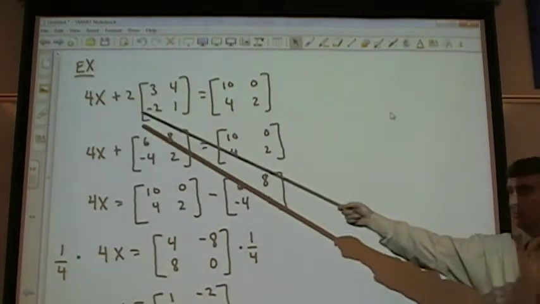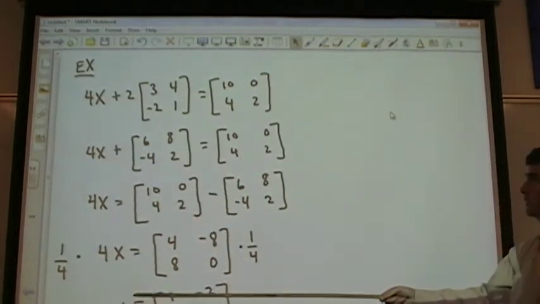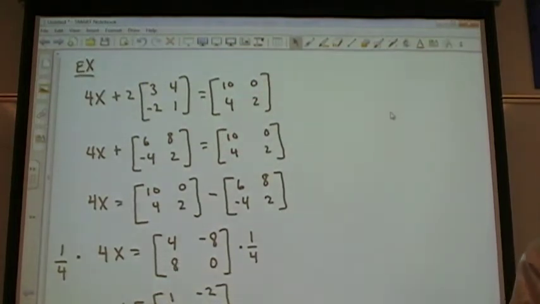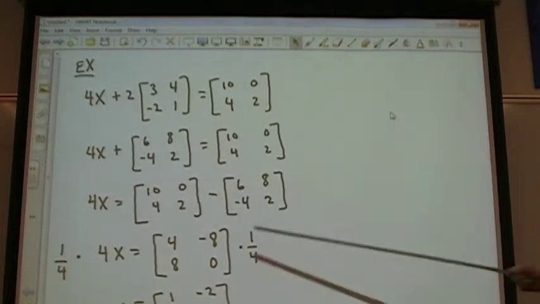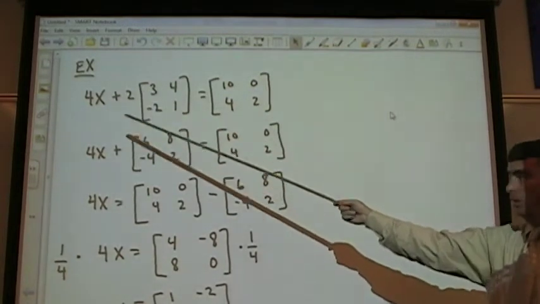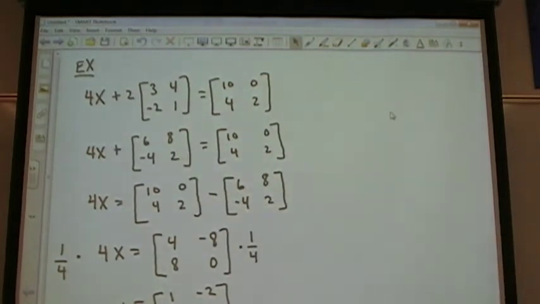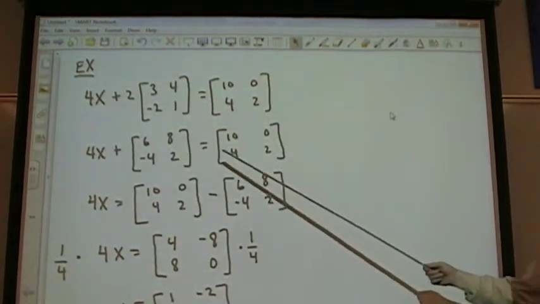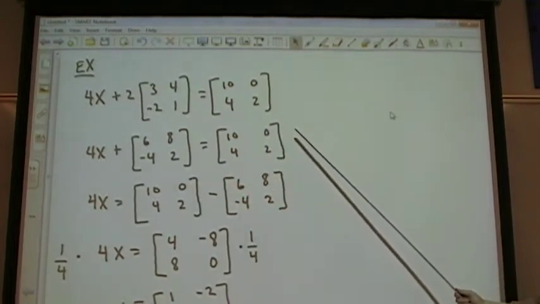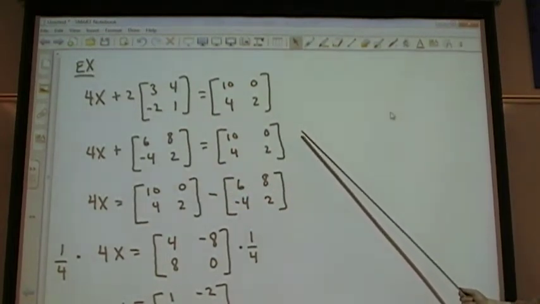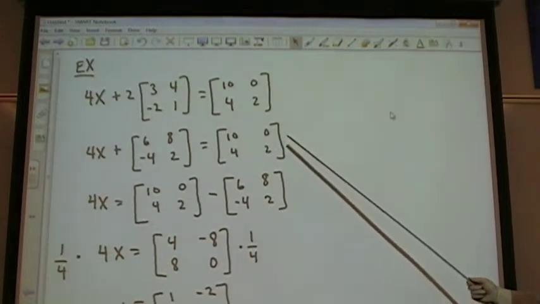And solve for X. Alright, so the first thing I do, just like you're solving any equation, you need to simplify or make sure both sides are simplified. Here, the left side is not simplified because I can multiply this matrix by that scalar and end up with 6, 8, negative 4, 2. So once you get here, both sides are simplified. You can't do anything else to the left or the right. So you solve it just like any equation.